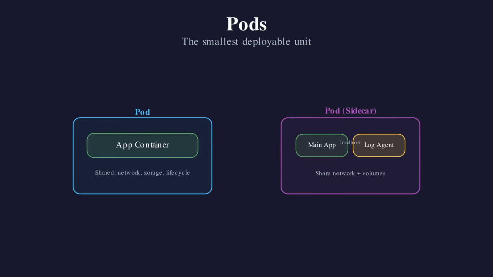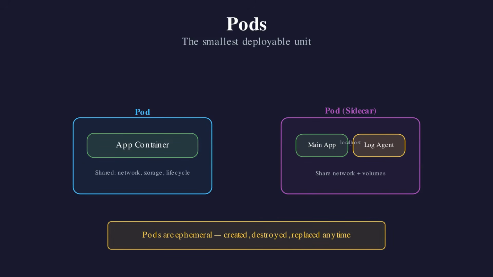Why not just use containers directly? Because Kubernetes needs a higher-level abstraction to manage scheduling, networking, and lifecycle. The pod is that abstraction. Pods are ephemeral, they can be created, destroyed, and replaced at any time. You should never think of a pod as a permanent thing. Kubernetes treats them as disposable units, and that's actually a feature, not a bug. It enables self-healing and scaling.